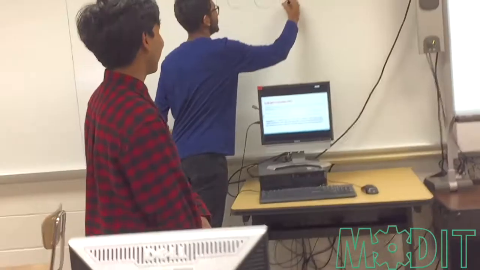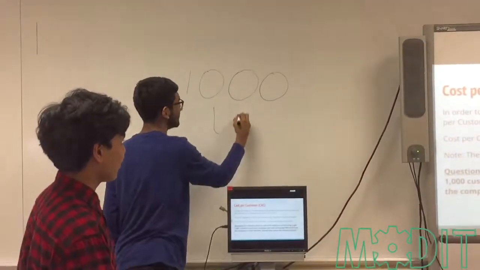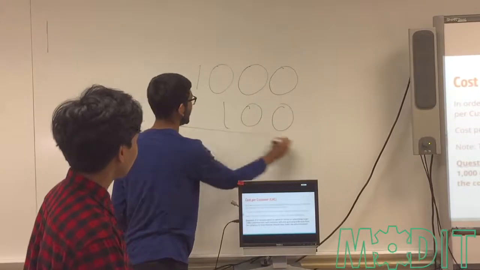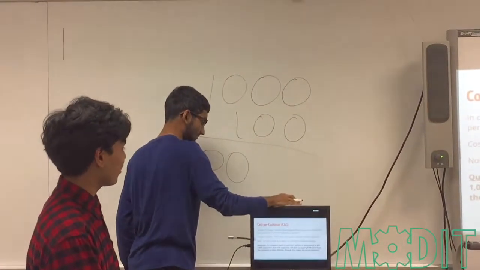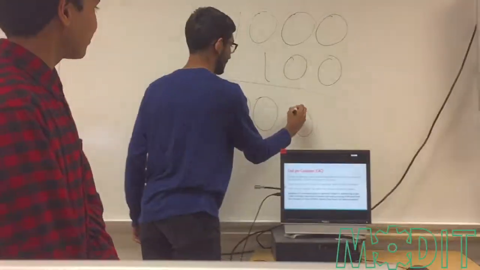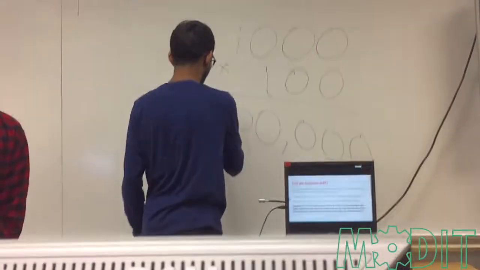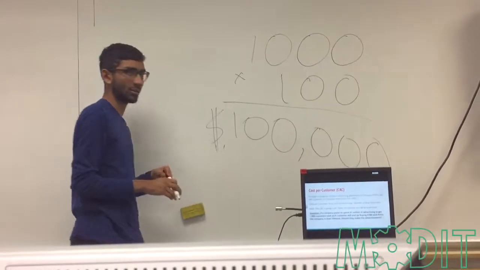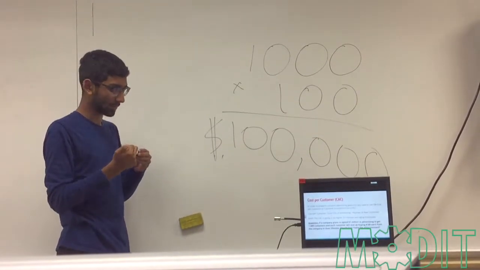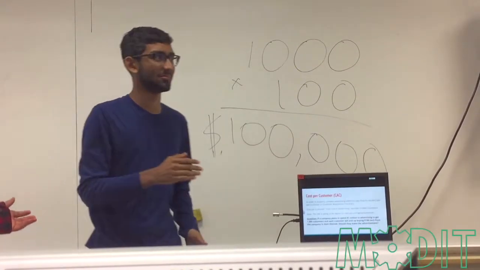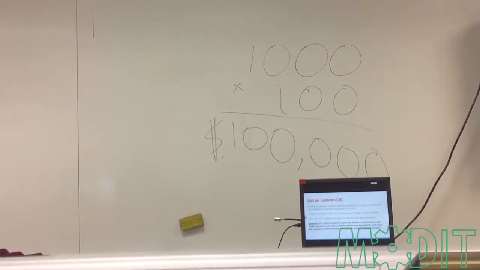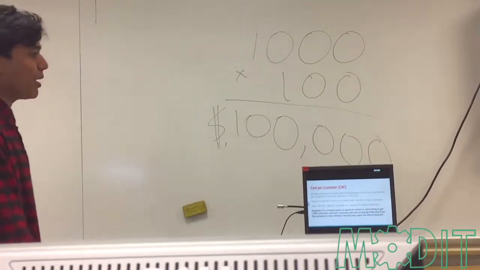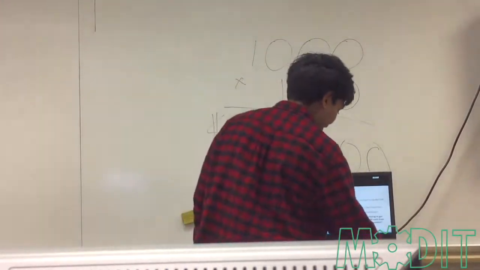So let's say you have 1,000 customers, and they each give $100. You only get overall $100,000. That's only getting back $100,000 instead of $1 million. So you lose money. You end up losing $900,000 because you spent $1 million in advertising and only got $100,000 back. So they shouldn't make the advertising.